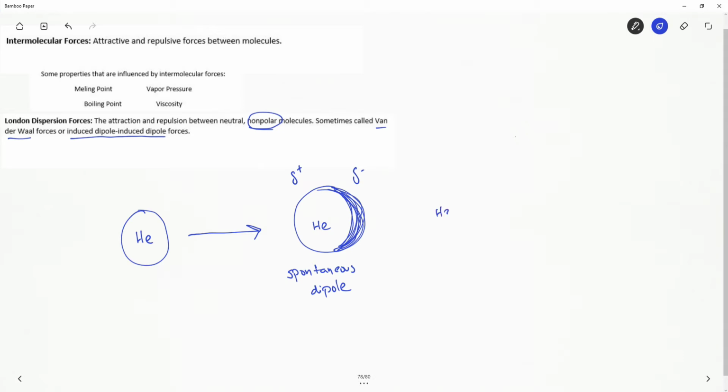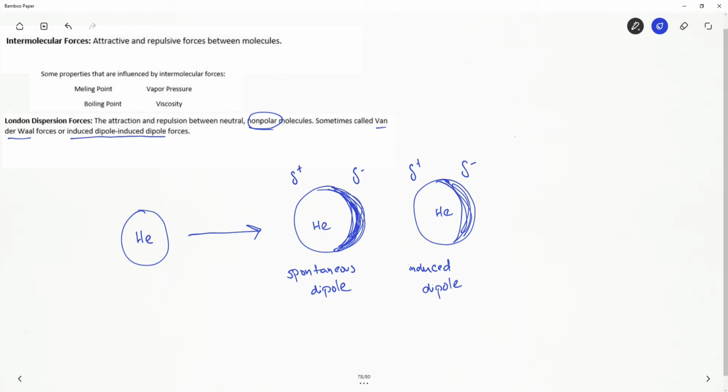So if I put another helium atom right here close to this first one, the electrons on this right-hand side, this partial negative charge, are going to force the electrons on this second helium atom away, so they are also going to end up spending more time on the right-hand side. So again, we have a partial negative charge and a partial positive charge. We call this an induced dipole. Our first helium atom has caused our second helium atom to form a dipole.